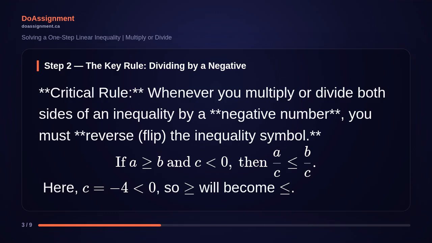Here is the most important rule for this problem. Whenever you divide or multiply both sides of an inequality by a negative number, you must flip the inequality symbol. Greater than or equal to becomes less than or equal to. This is because dividing by a negative reverses the order of numbers on the number line.